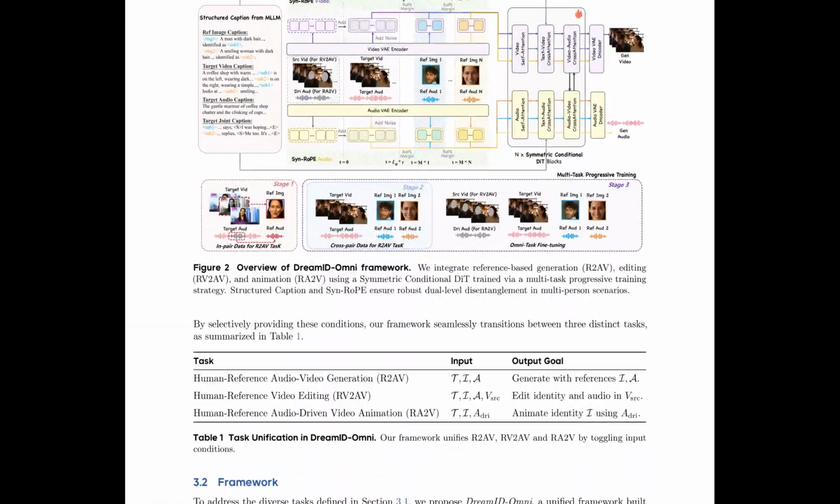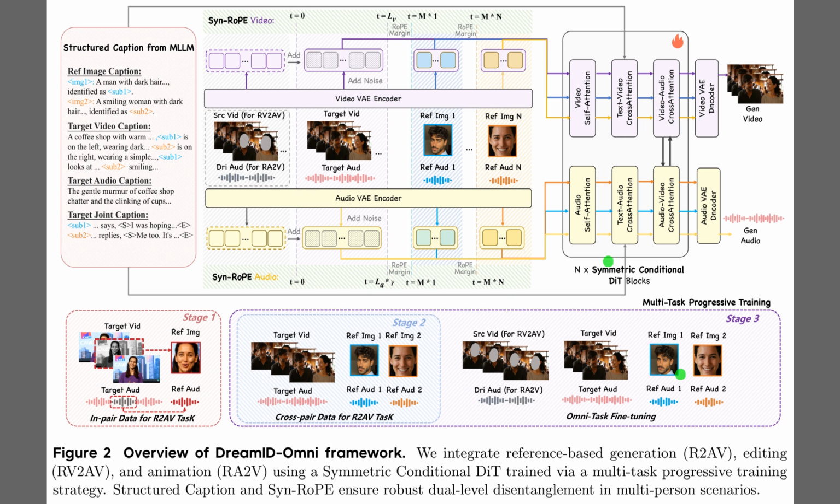Figure 2 outlines the framework architecture. On the right, the symmetric conditional diffusion transformer processes video and audio in parallel streams that sync via cross-attention. To prevent speaker confusion, the structured caption panel on the left assigns unique tokens, like sub1 to distinct characters. Meanwhile, the Syn-RoPE blocks in the center align these identities temporally. Finally, the bottom panel shows the 3-stage training curriculum, progressing from simple reconstruction to complex multitask learning.